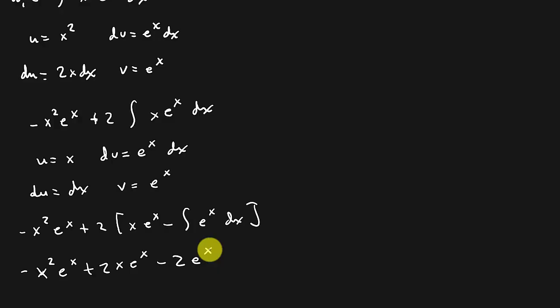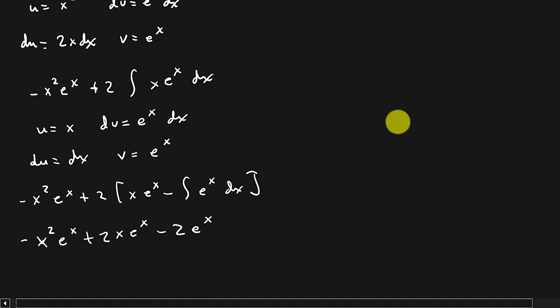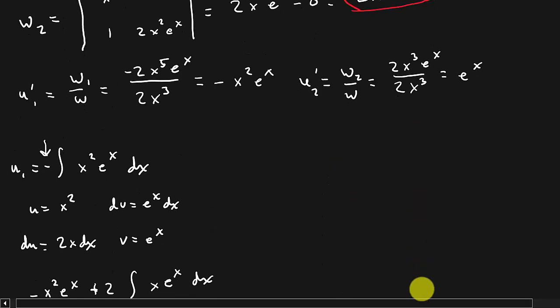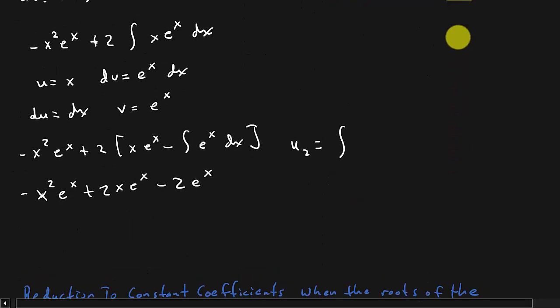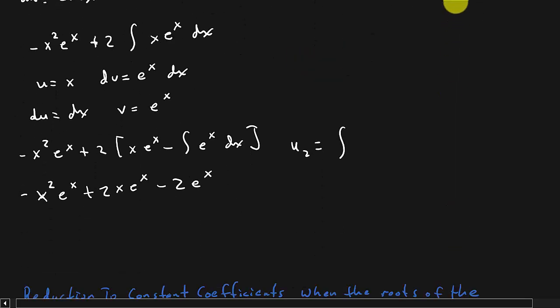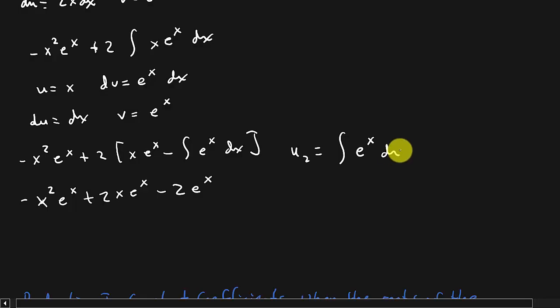All right, so it's not looking too bad. And then let's go ahead and find u2, which is the integral of this thing. Let's see, because this is u prime, that's e to the x dx, which is equal to, well, just e to the x. All right, and what I'm going to do here is write this up here. This is u2 equals the integral of e to the x dx, which is e to the x.